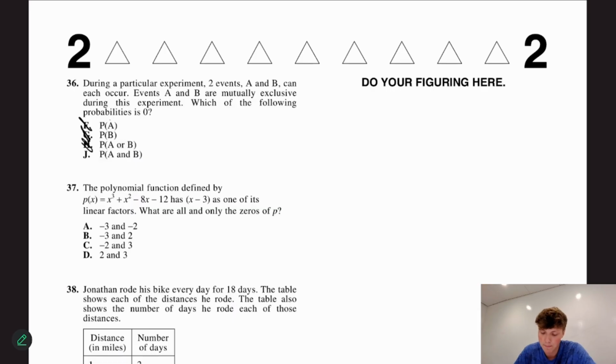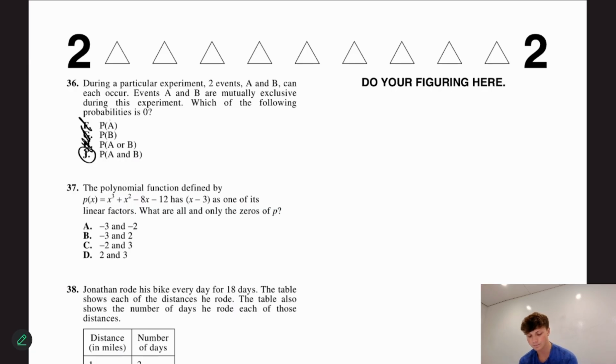But J, the probability of A and B occurring. What's the chance of that? Well, it's 0, because there's no chance it can be both fully sunny and fully cloudy at the same time. So J is going to be our correct answer. That's by definition of the term mutually exclusive. That's the way we get it.